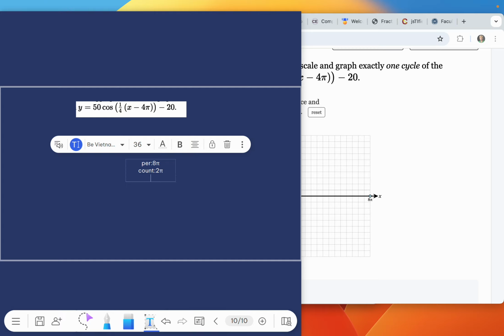We have a phase shift of 4 pi, because that's the part in the parentheses with x. And so I'm going to take 4 pi, but I'm going to count by 2 pi's. And I got to make sure I put 8 pi in the exact right place. So I'm going to move to the right 4 pi and count by 2 pi's.